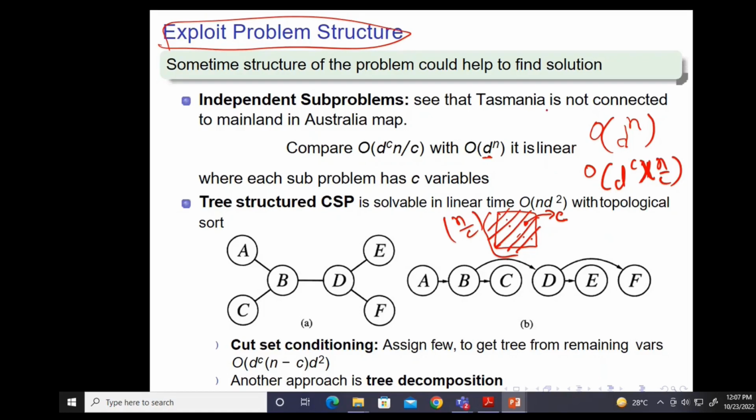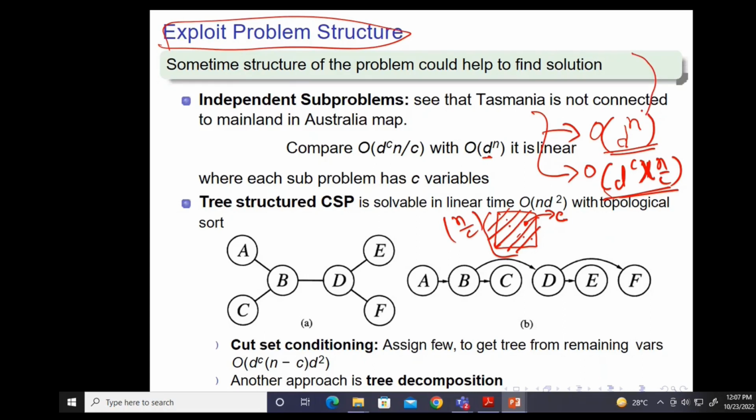If I can divide the problem into smaller problems, where earlier I was treating n items, instead of n, I only deal with C items. And C is a fraction. How many such things would be needed? Instead of n variables, if I treat C variables, how many such things would be needed? N by C. N by C multiplied by d to the power C is the complexity that I need to tackle. So this is much less as compared to n to the power d.